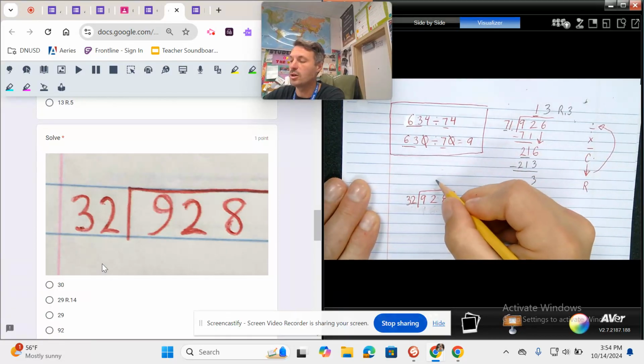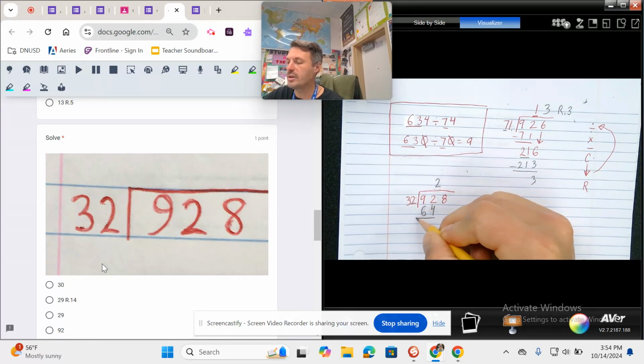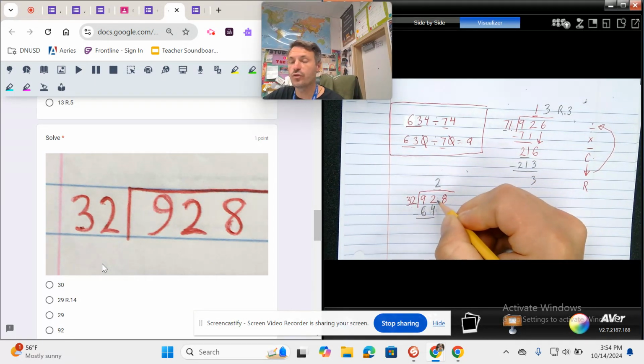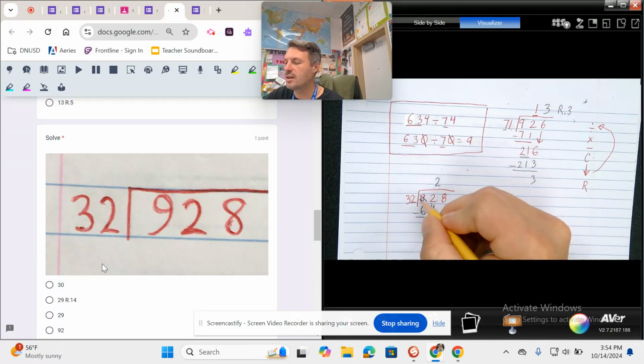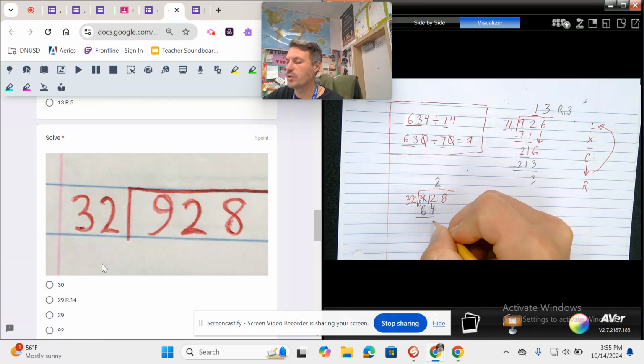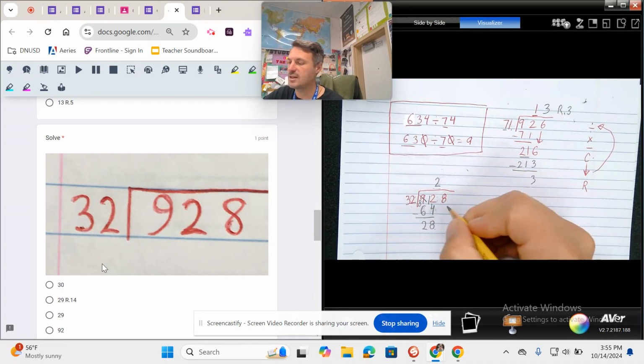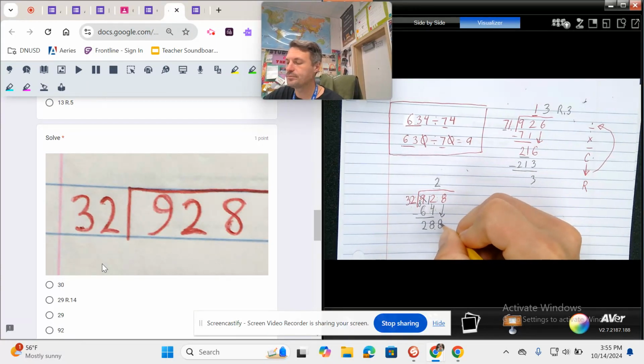So that 3 didn't work, so let's try a 2. 2 times 2 is 4. 2 times 3 is 6. Now we subtract. We can't take 4 from 2, so we borrow from the 9, make it an 8, making this 2 a 12. 12 minus 4 is 8. 8 minus 6 is 2. Is 28 smaller than 32? Yes. So now we bring down the 8.